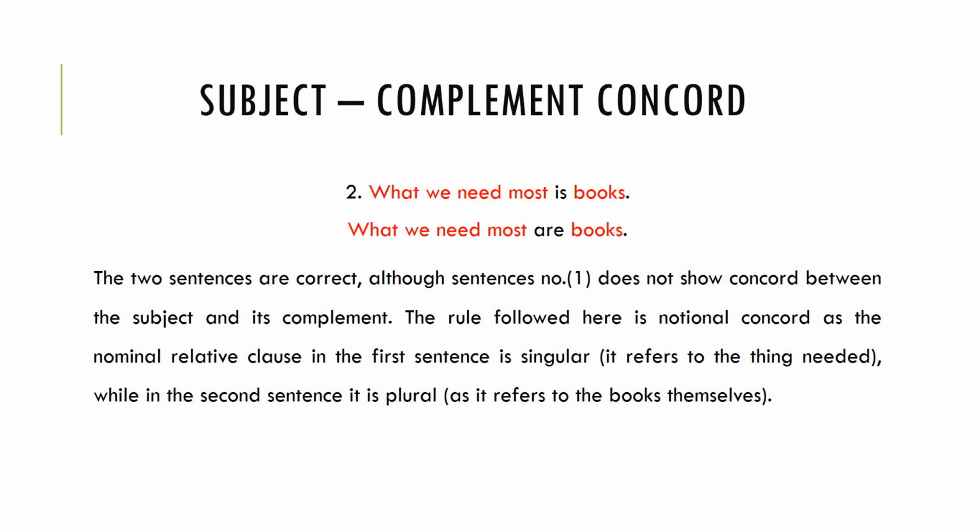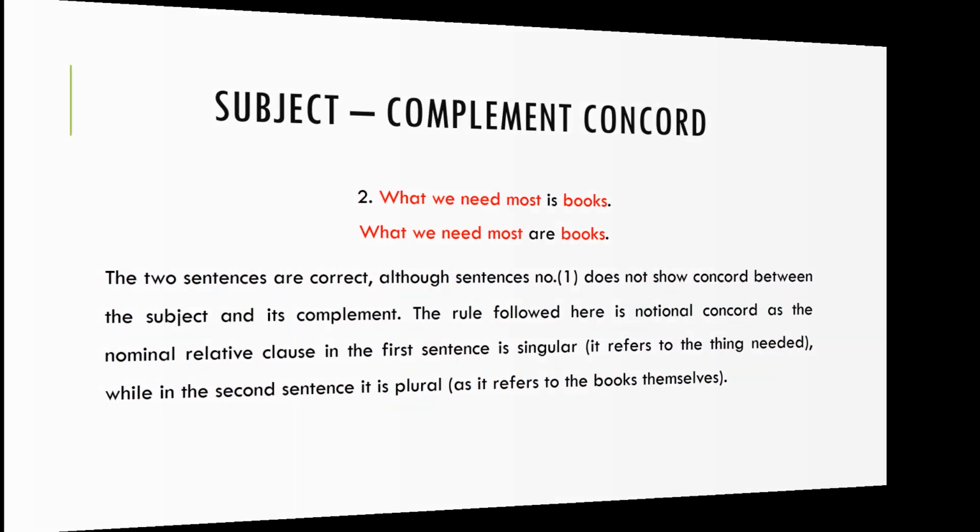We are talking, for example, about the idea that is found in the books, the value that we can get from the books, the benefit that we can get from the books. But in the second sentence, when we say what we need most are books, here the meaning of the nominal relative clause is plural. We are talking about the books themselves. This may be the sizes of the books, the types of the books, the different fields that the books can be about.